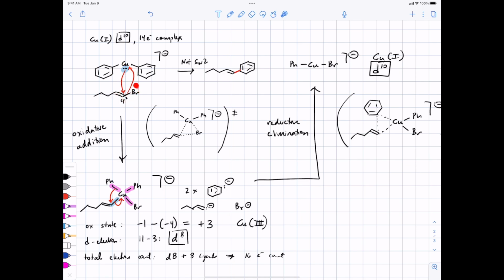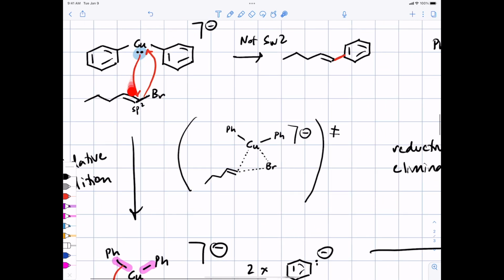These aren't SN2-like steps. Don't worry about, oh, is the copper attacking the anti-bonding orbital? It's more complicated than that. Just understand that the copper is involved in the chemistry. The chemistry doesn't happen without the metal.